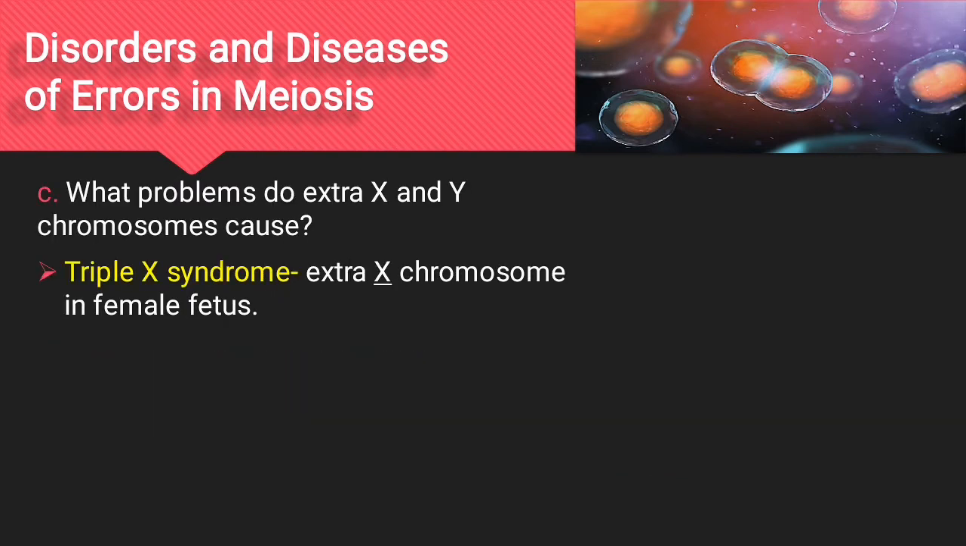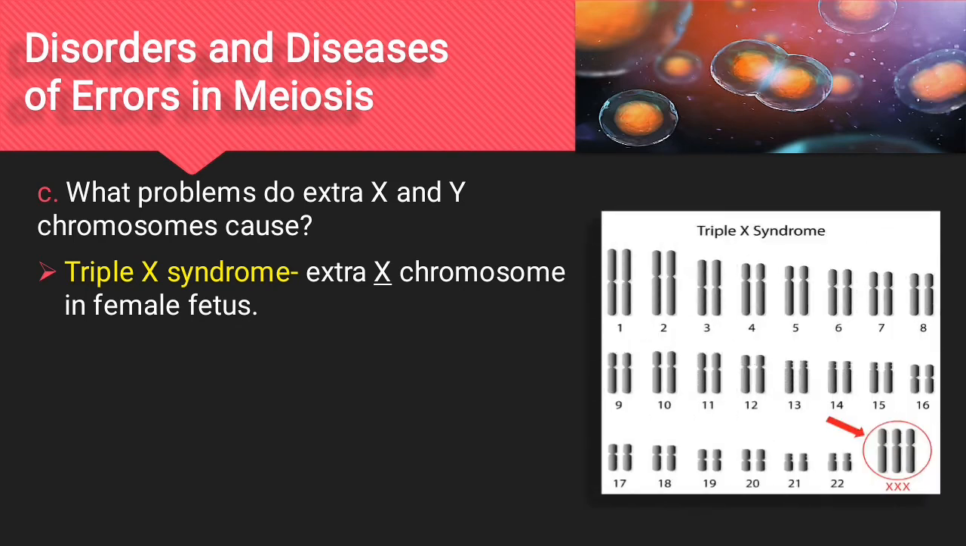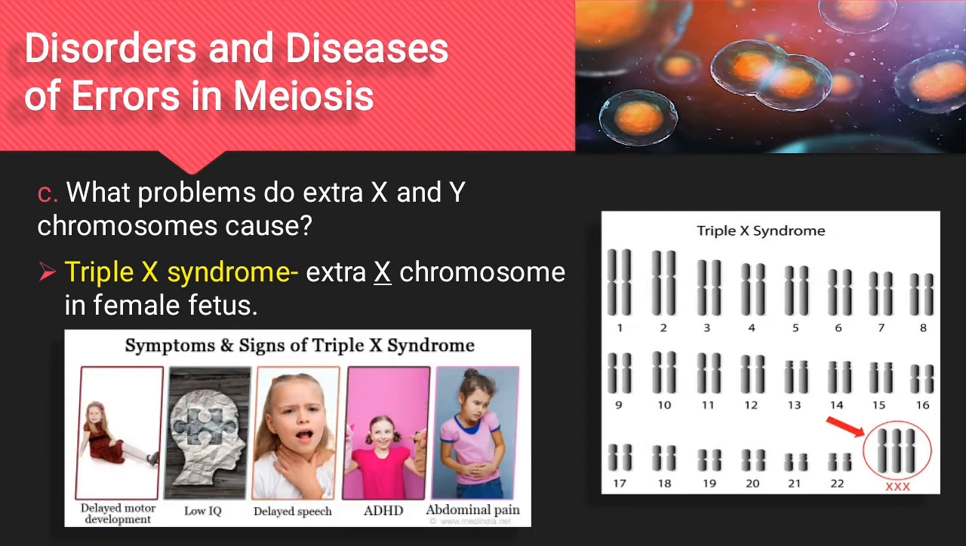What problems do extra X and Y chromosomes cause? So, problems encountered having an extra X chromosome in a female fetus. An extra X chromosome causes triple X syndrome. It is associated with learning disabilities and organ abnormalities.